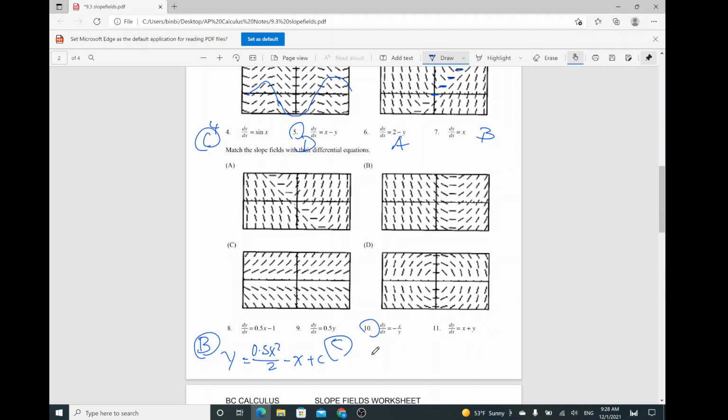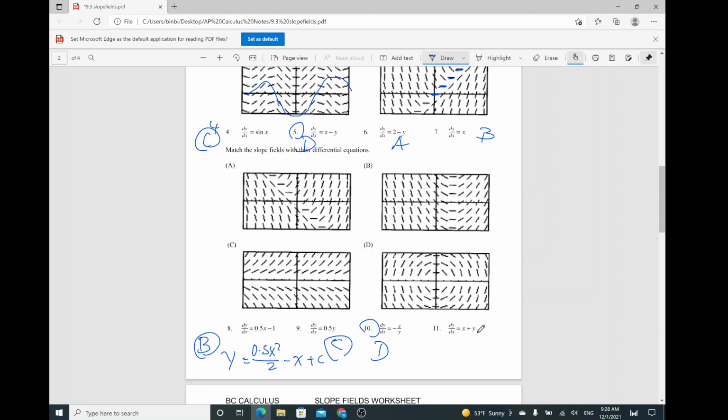And then, okay, so for the last one, 11. So again, plug in a number. So 1 plus 1, then we'll get 2. So at 1 comma 1, the slope is 2. So 1 plus 2, then the slope would be what? 3. Okay, like that. And then let's plug in the negative number.